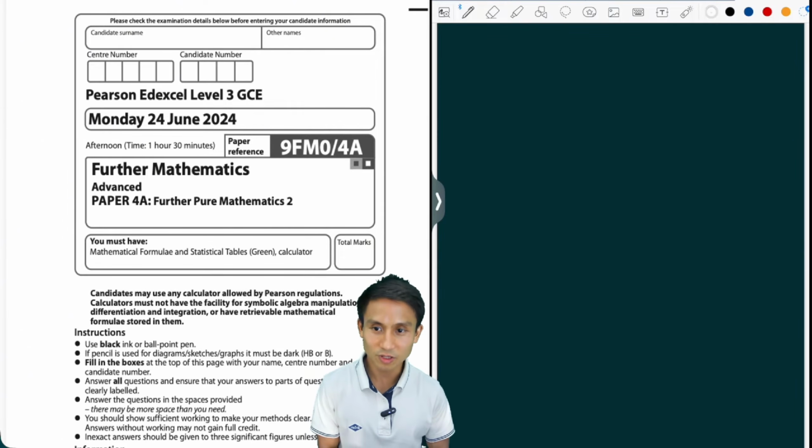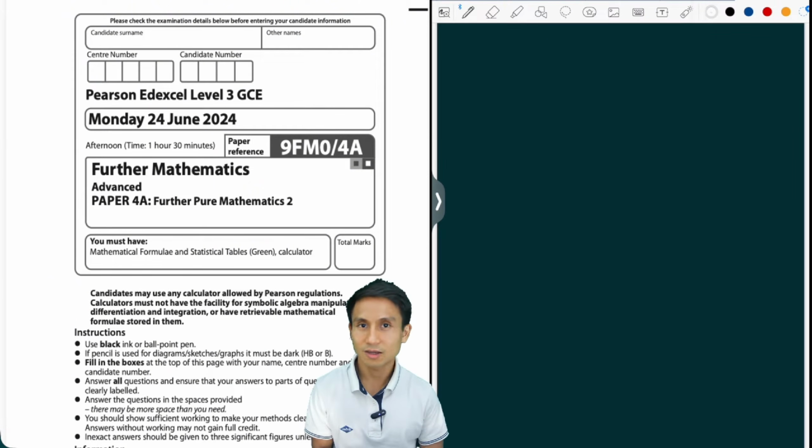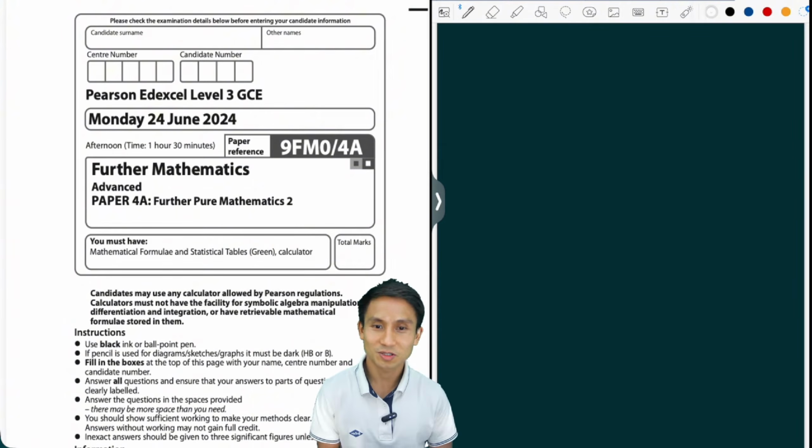Now this time it will be on Further Math FP2 paper 4A in the UK syllabus for the 2024 paper. I would say this is quite a tough paper, so let's see how it goes. Are you ready? Question 1.